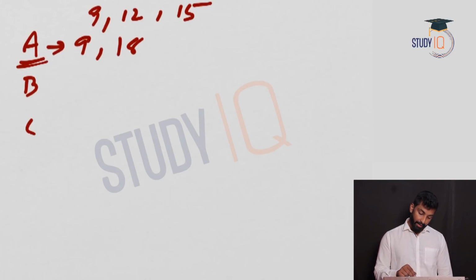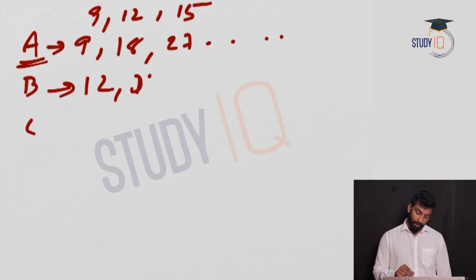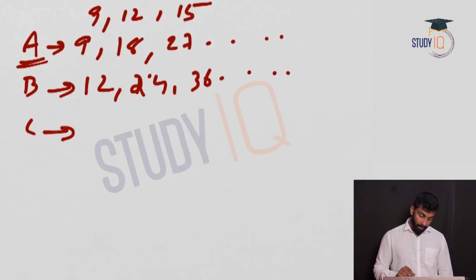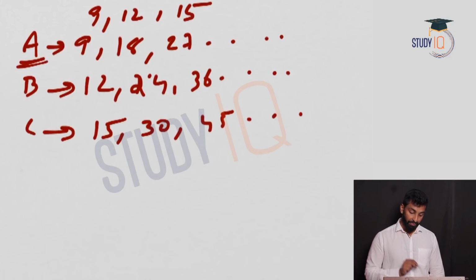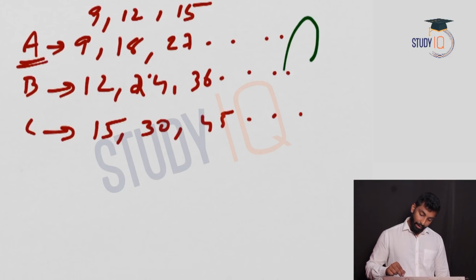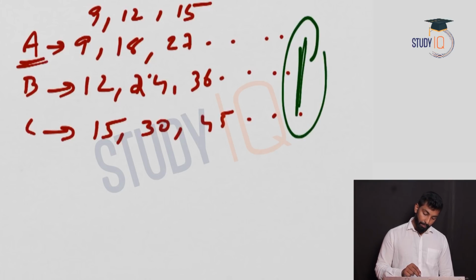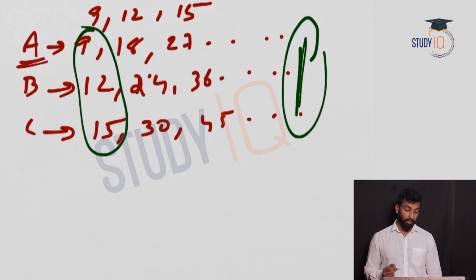So 9, 18, 27, like that it will go. That means every ninth minute. The second bell will ring or toll in the 12th minute. That means 24, 36, etc. And the third bell every 15th minute, right? 15, 30, 45, etc. So what you are looking for is a number here which is a multiple of all the 3.